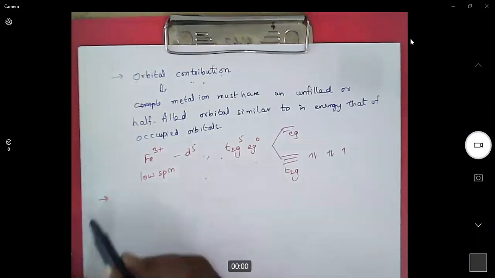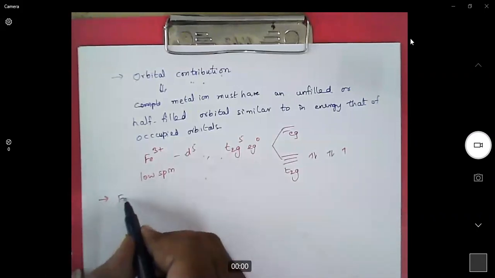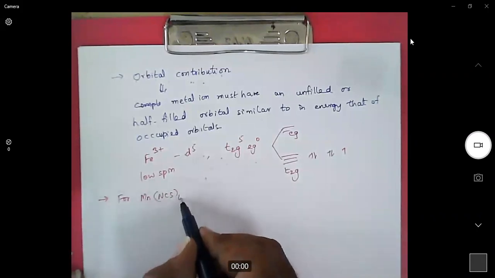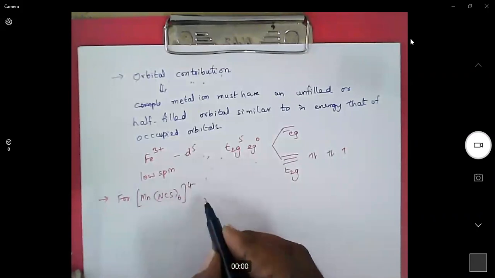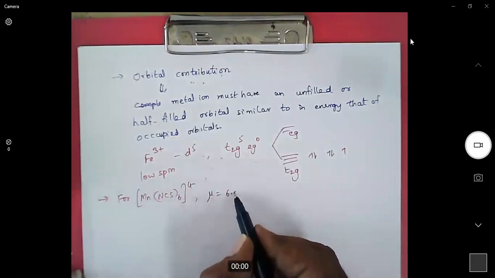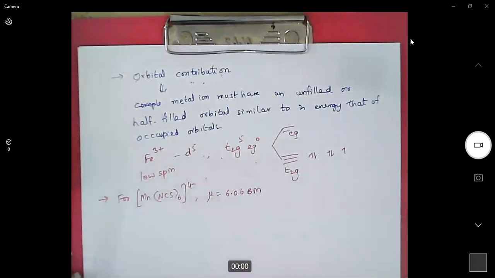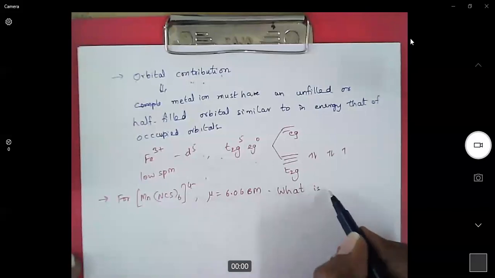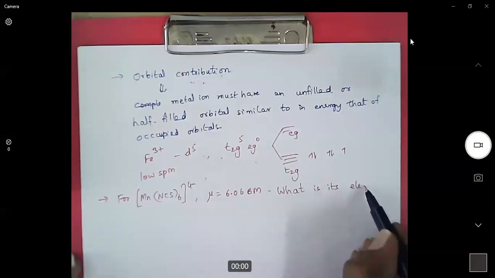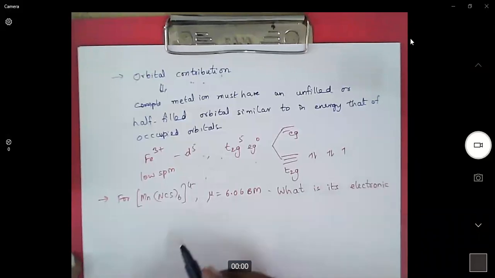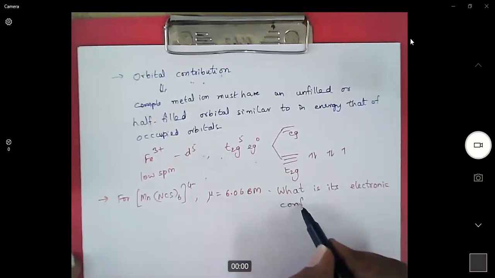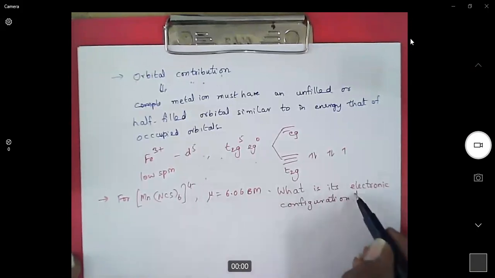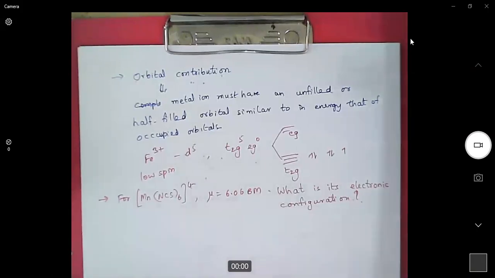I'll give one more problem. For Mn(NCS)6 4-, the mu value is 6.06 Bohr magnetons. What is its electronic configuration? Now just take 2 minutes and try to solve this problem.